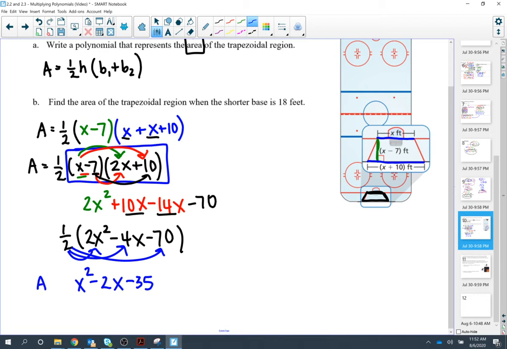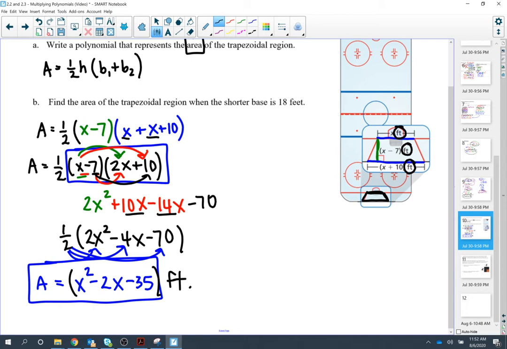So an expression for the area of this trapezoid would be x squared minus 2x minus 35. Then, just to make my answer even more beautiful and correct, if you take a look at your picture, do you notice these are in feet? So to make this answer even better, put it in parentheses, and this is some measurement in feet. Okay, that's the answer to part A. Now we have to do part B.